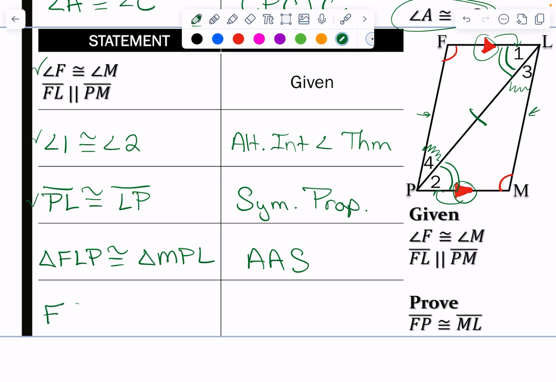So now we can go to our proof statement. FP is congruent to ML, and that is by CPCTC. And that is how we use that congruence. Parts of congruent triangles are congruent.